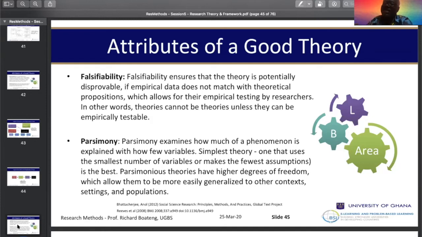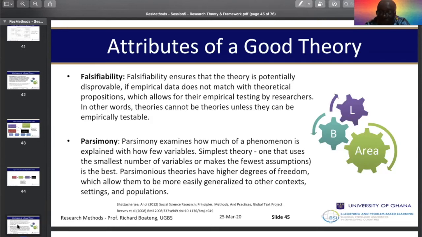Because we are talking about science, the interesting thing about science is that accuracy lies in the ability to test the postulations that we have put forward. If we want to say that this thing occurred, then we should be able to test it. And the only way we can test it is to have enough information and understanding of the variables and the postulated relationship. So in other words, theories cannot be theories unless they are empirically testable. If you cannot develop measures for it so that we can test it in the real world, then we can't have a theory.